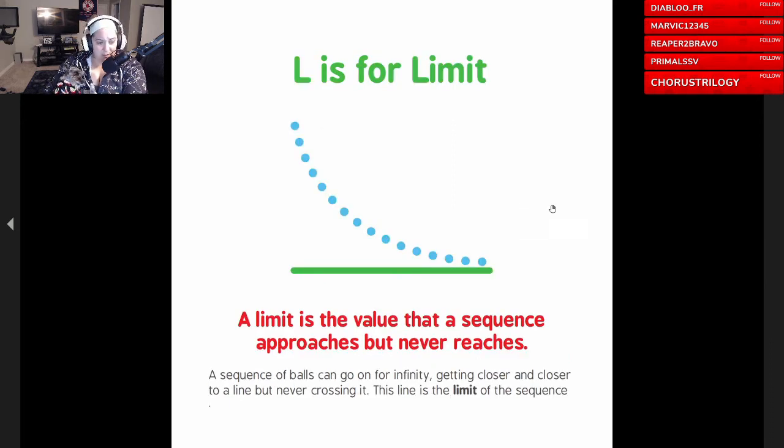L is for limit. A limit is the value that a sequence approaches but never reaches. A sequence of balls can go on for infinity, getting closer and closer to a line but never crossing it. This line is the limit of the sequence.